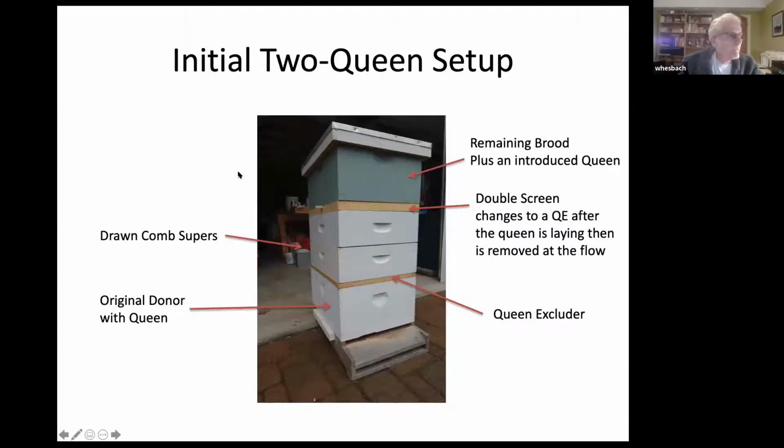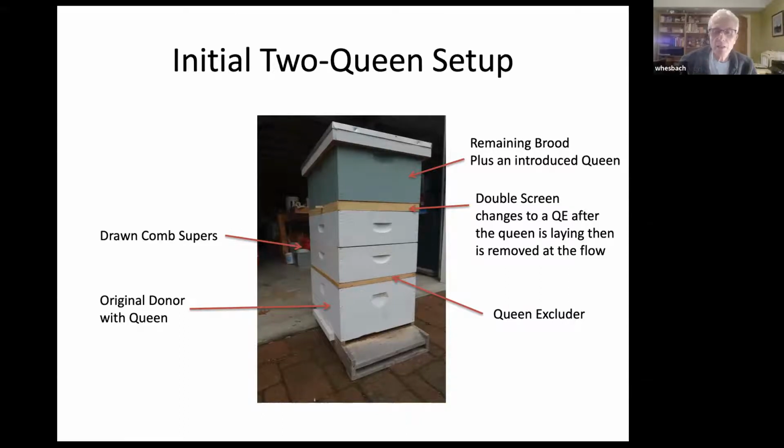All right, so this is the initial 2 queen setup that I just discussed. So you made this split. You have your donor colony below with the original queen. You have a queen excluder there, and I usually put 2 or 3 drawn comb supers right in here at this point. And I'll explain why in a minute. And then you have the double screen, and then the remaining brood with an introduced queen above it. Right, so everybody get that? You get that configuration? You have a queen in here that's new to this brood up there.